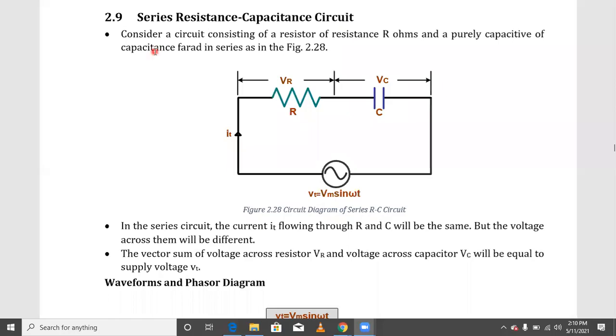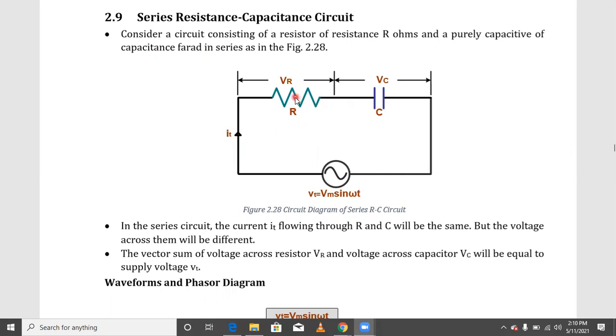Series resistance and capacitance circuit. Here a resistor and a capacitor are connected in series.